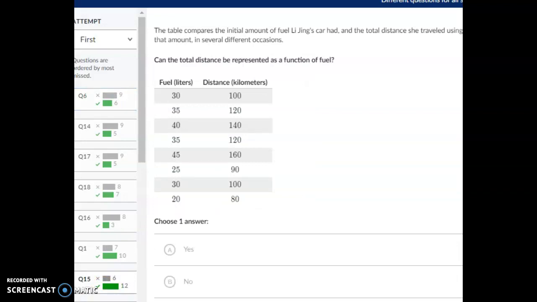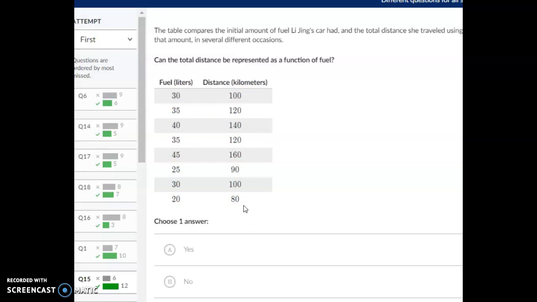Okay, now we're going to look at recognizing functions from tables. So I have to read my wording here. Can the total distance be represented as a function of fuel? So that means distance depends on fuel. So when I see function of fuel, whatever is right here, that's my independent variable. Distance is a function of fuel, so distance depends on fuel. So I come over here in fuel. These are my x values. This is my domain, and this is my range.